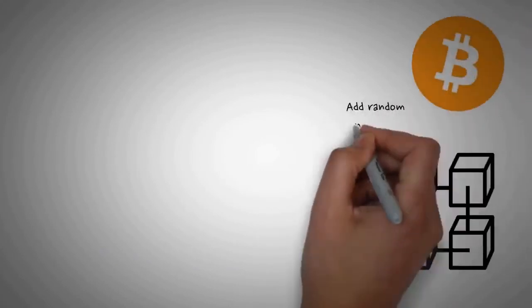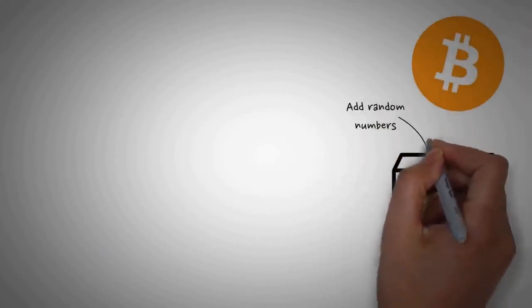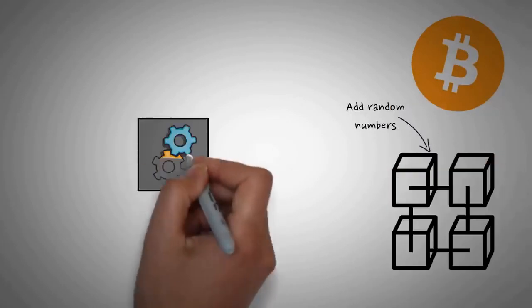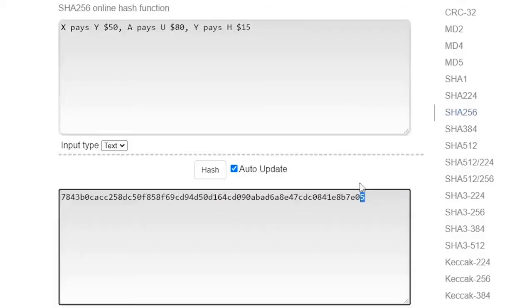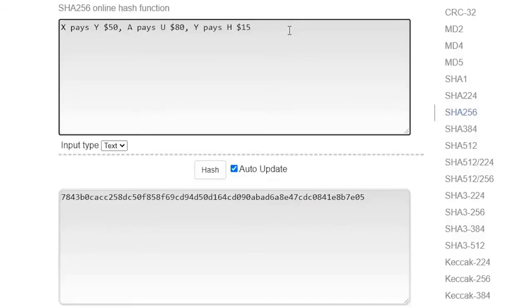And so what Bitcoin is doing whenever you mine it is we're trying to add random numbers to whatever the block is so that we get a special ending. For example, let's say we're trying to mine this: X pays Y $50, A pays B $50, and Y pays H $15. You'll get this as the output. Now, this is what Bitcoin is doing. We ask ourselves, what number do we have to add to the end of that list to get a 0 at the end of the hash?